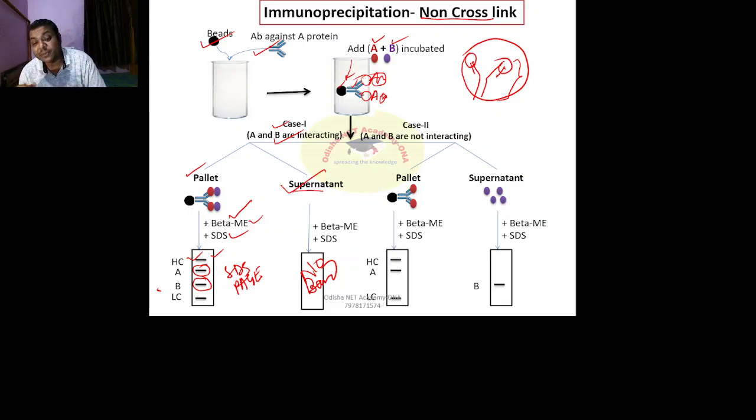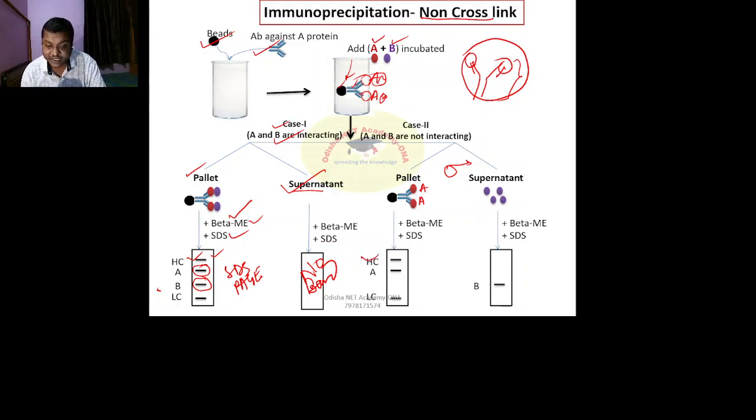Similarly, if A and B are not interacting, then what happens? Even if A and B are not interacting, A still gets attached to the antibody, because I have taken the antibody against A. And B comes to the supernatant after centrifugation. After treatment of the pellet with the help of beta-mercaptoethanol and SDS, you are getting three bands.